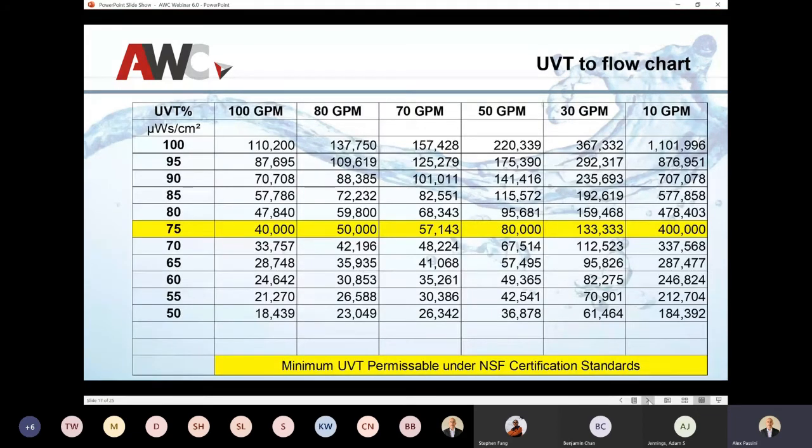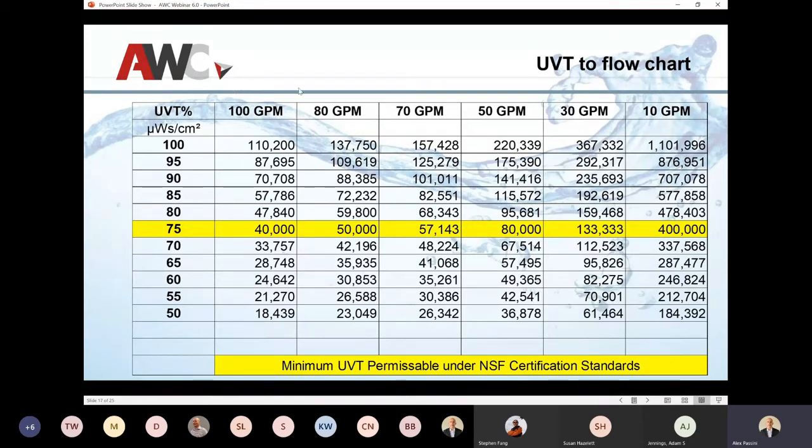And here's a clear reflection of what we have. On this end, this is microwatts per centimeter square. I guess we could have converted to millijoules per centimeter square, but the US EPA sets a very specific standard of a minimum. Any kind of UV system needs to hit a minimum of 40,000 microwatts per centimeter square. So let's just think of that as 40, so 40 millijoules per centimeter square.